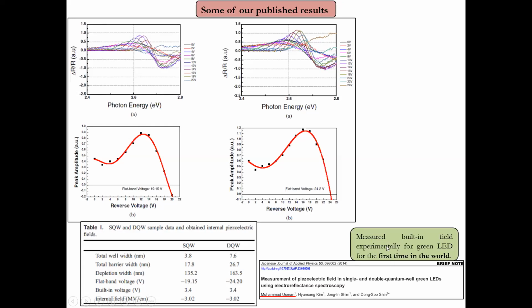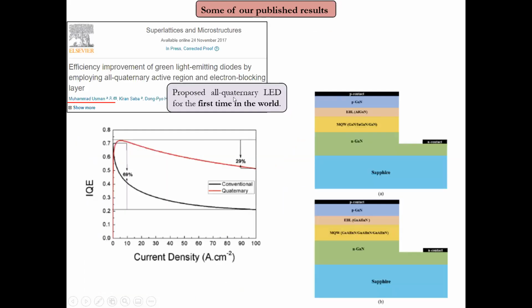So we came up with the most efficient light emitting diode, not the most efficient, but we were the first to present the experimental built-in field of the green light emitting diode. Green light emitting diode is a very troublesome wavelength. This is the device we present for the first time to the world. Other combinations are reported in the literature, but this is the first time that we came up with this all-quaternary device in our work.